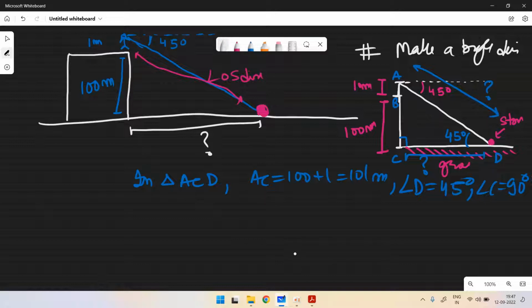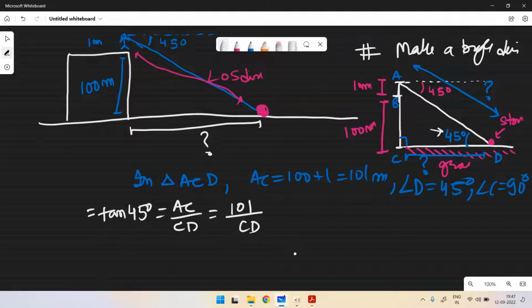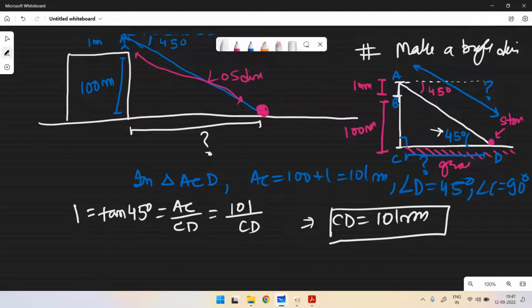So what you need to do is apply this. With respect to this angle of 45 degree, AC is the perpendicular and CD is the base. So tan of 45 degree is AC by CD. AC is given to be 101, and you all know that tan 45 degree is 1, which implies that CD is 101 meters. So you have inferred that the stone is 101 meters from the building.